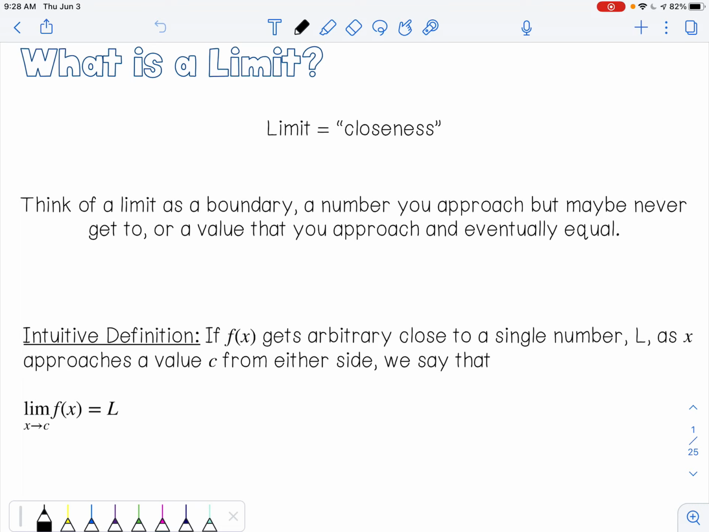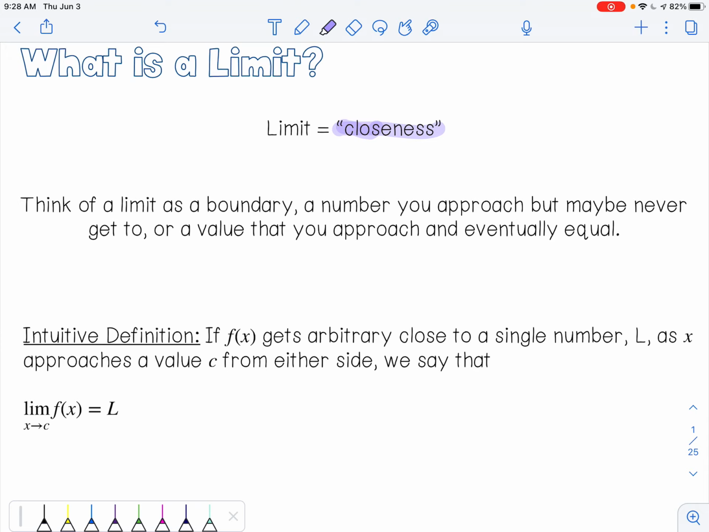So what is a limit? The key word to remember for limit, if you wanted to summarize it into a one-word definition, is the word closeness. A limit just means what are you getting close to? Okay, all right, so you want to think of a limit as being like a boundary, or it could be a number that you're approaching but maybe never equal or get to, or it could be the value that your graph is both approaching and going to be equal to.